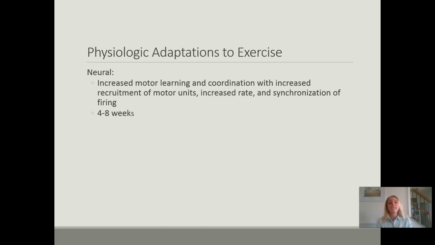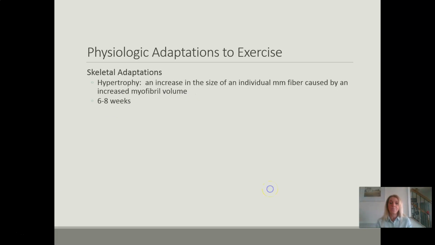Neural adaptations, like I said, take 4 to 8 weeks to occur. This will be an increased recruitment of motor units, an increased synchronization of firing of those motor units. The muscles are going to start to get more efficient at these exercises that we're making them do. And again, this is seen in increased motor learning, improved coordination, increased ease overall with the exercise program.